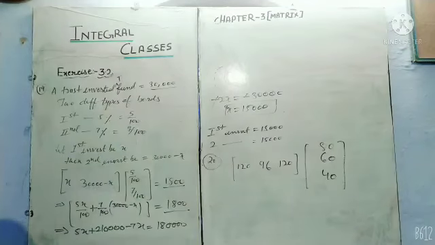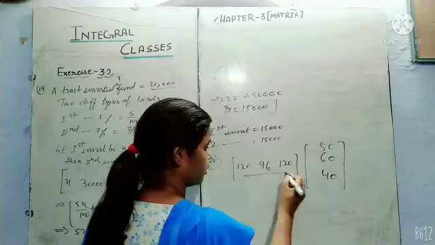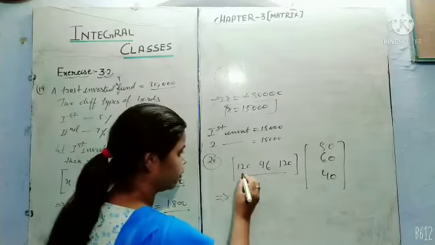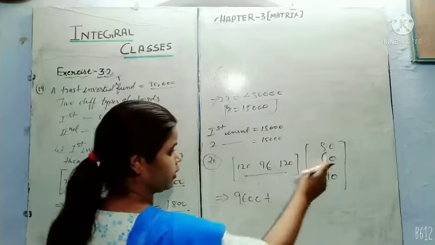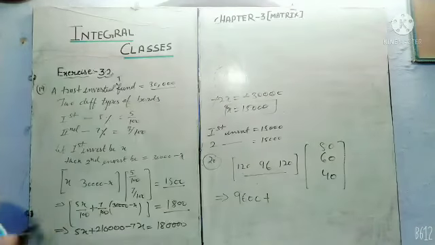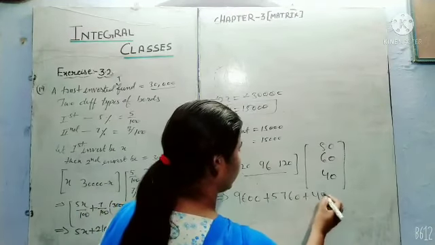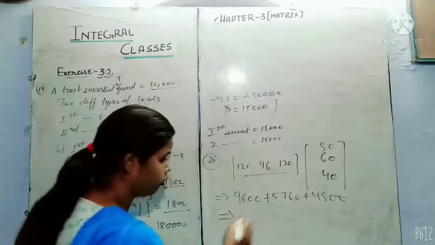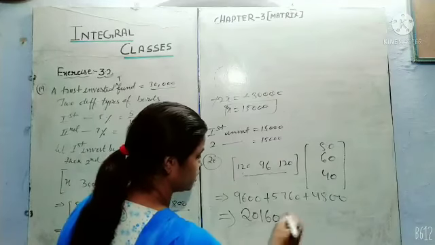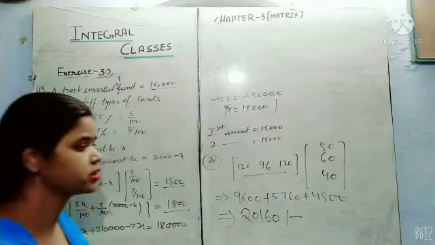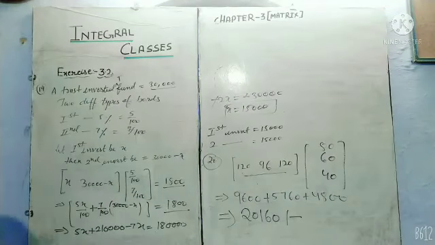Now we will find the total value, so we will multiply both matrices here. 120 into 80, 96 into 60, so we will get 5760, 120 into 40, 4800. So now we will add them and get the answer: 20160 is the total amount the bookshop will receive from these books.